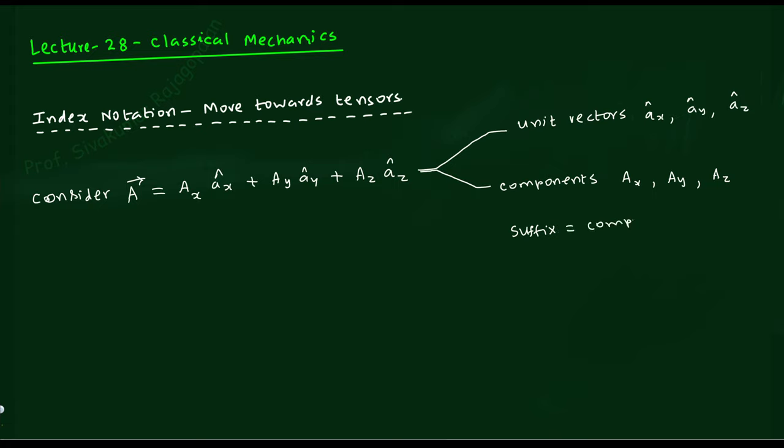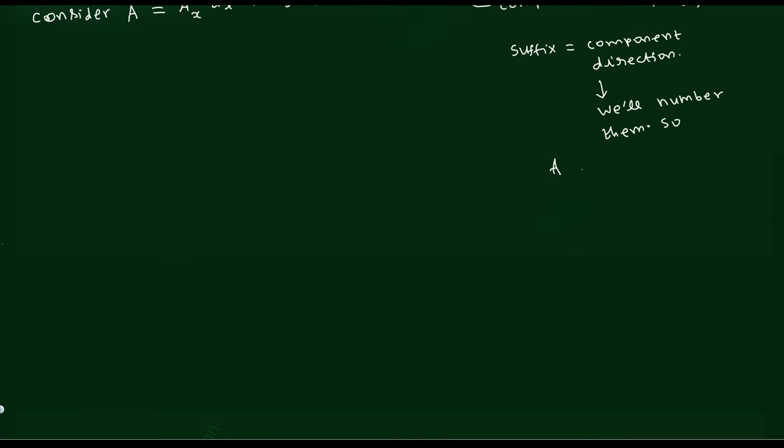And the suffixes that you use, the x component, y component, and z component, we are going to remove them. How we are going to remove them, that's what we are going to see. The x, y, z that we write down, we are going to put numbers in place of that. So x should be given the label 1. Y will be given the label 2, and z will be given the label 3.